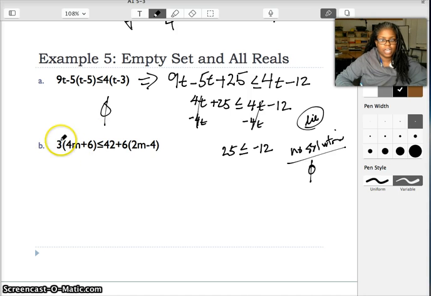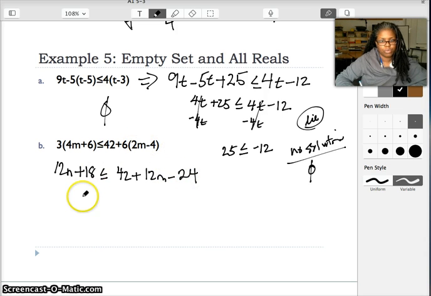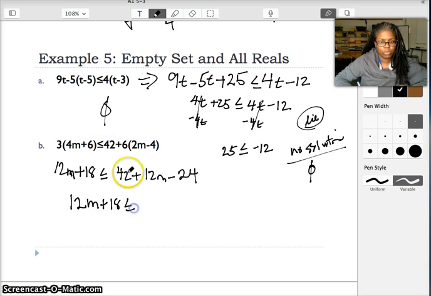We'll do this next one. Again, we need to distribute and simplify each side. So I'm going to distribute by getting a 12m plus 18, which is less than or equal to 42 plus 6 times 2, 12m minus 24. Joining some like terms together, 12m plus 18 is less than or equal to, now I have to join these like terms together, 42 minus 24 is 18. So I get 12m plus 18 over here.